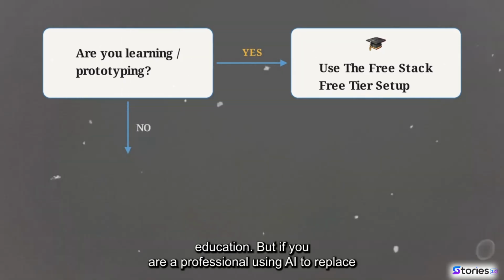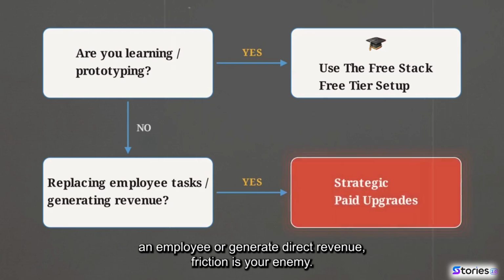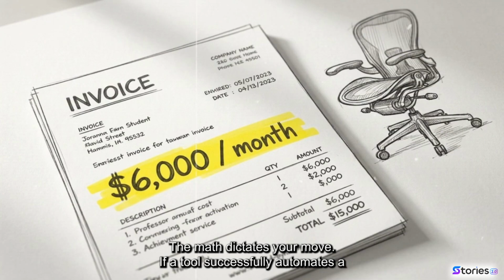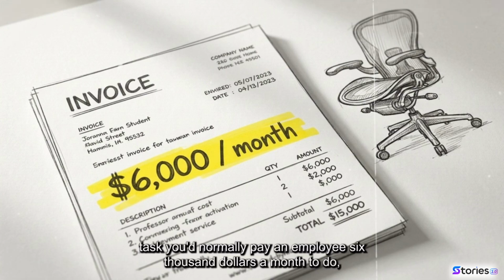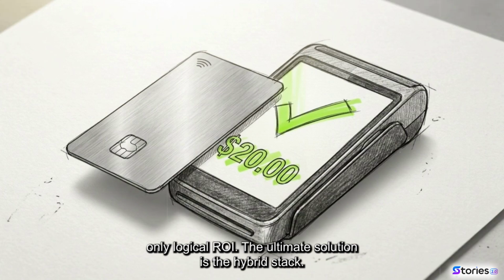But if you are a professional using AI to replace an employee or generate direct revenue, friction is your enemy. The math dictates your move. If a tool successfully automates a task you'd normally pay an employee $6,000 a month to do, paying a $20 subscription to remove platform hopping friction is the only logical ROI.